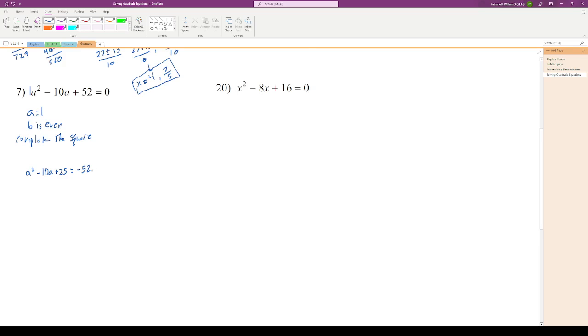Since we add 25 over here, we also need to add the same number over here. So a squared minus 10a plus 25 is a perfect square of a minus 5 squared. So we put in the 25 so that this negative 5 doubled is negative 10, and the negative 5 squared is 25. So we forced that into this pattern for a perfect square trinomial. That's going to be equal to the sum of these, which is negative 27.